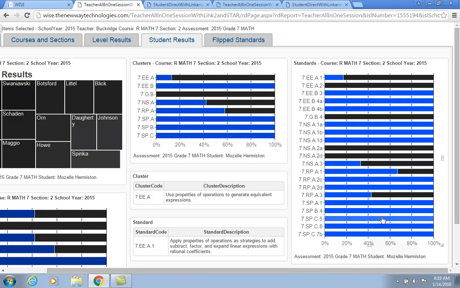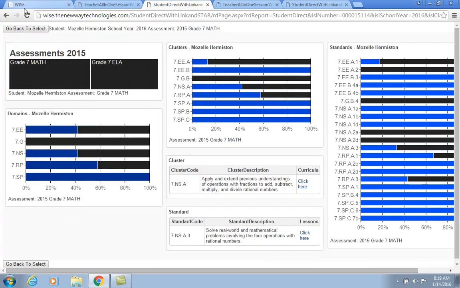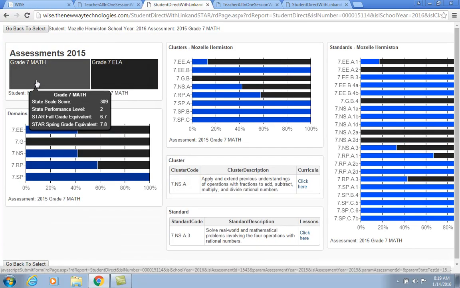And I should mention anything completely blue, the student got 100% correct. Completely black, they didn't get any of the questions right. And then obviously if there are multiple questions, a percent of those questions they got right and wrong. I can also look at that student side by side. So here are the results for that student in math. Scale score 309, performance level of 2, in the fall grade equivalent of 6.7, and the spring 7.8.